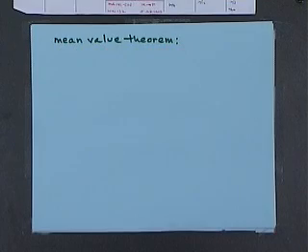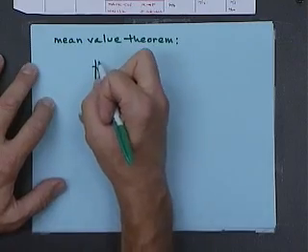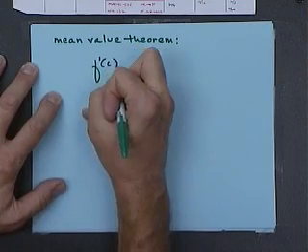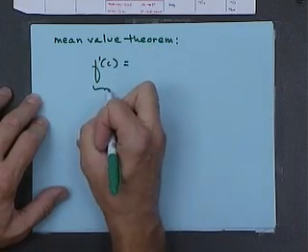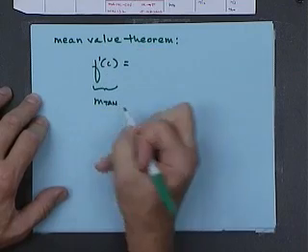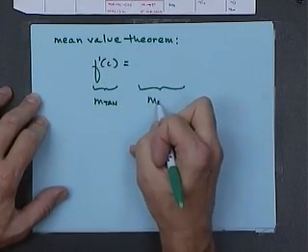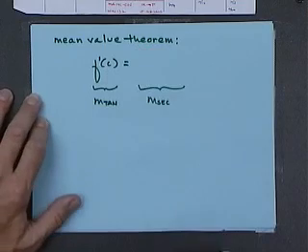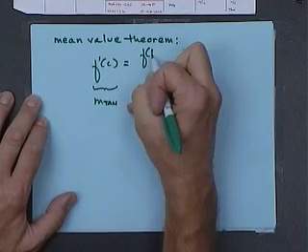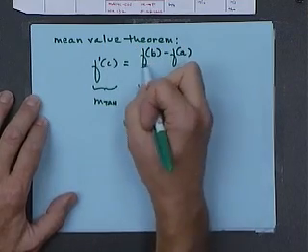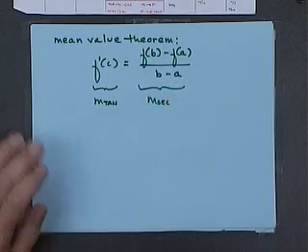I suggested the way to remember it was that the slope of the secant is equal to the slope of the tangent. The slope of the tangent is the derivative at some value c, hopefully somewhere between a and b. And that's supposed to equal the slope of the secant, which is the difference of the y's over the difference of the x's.